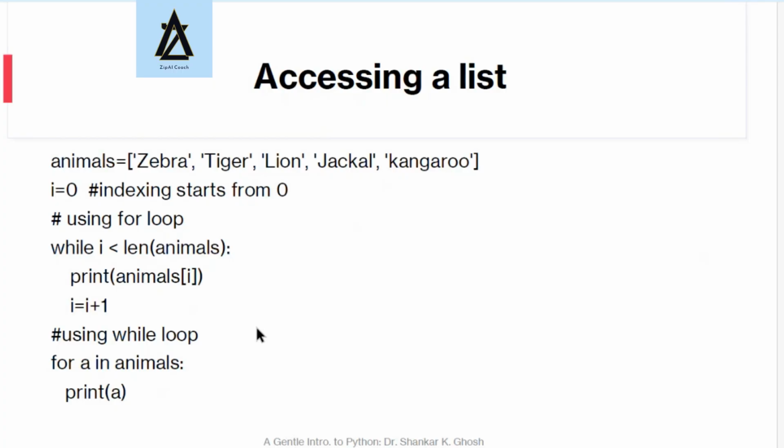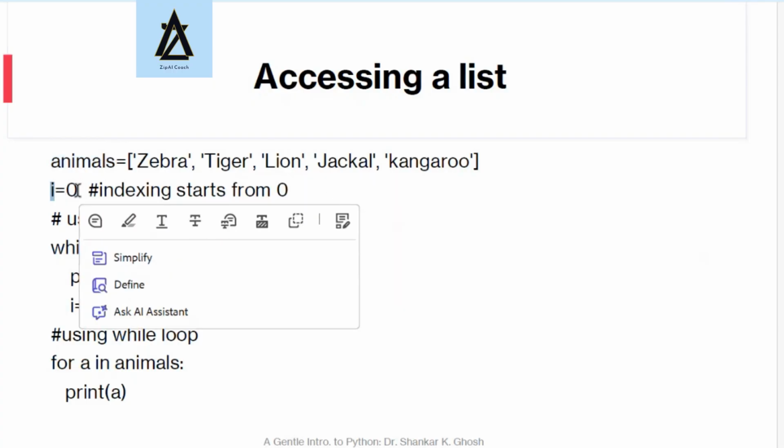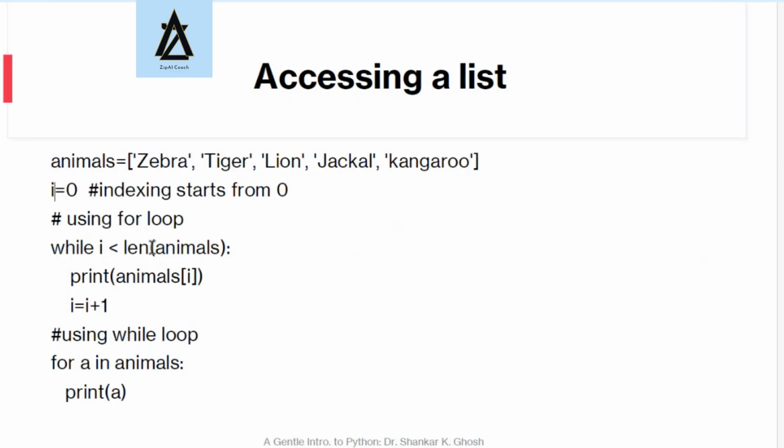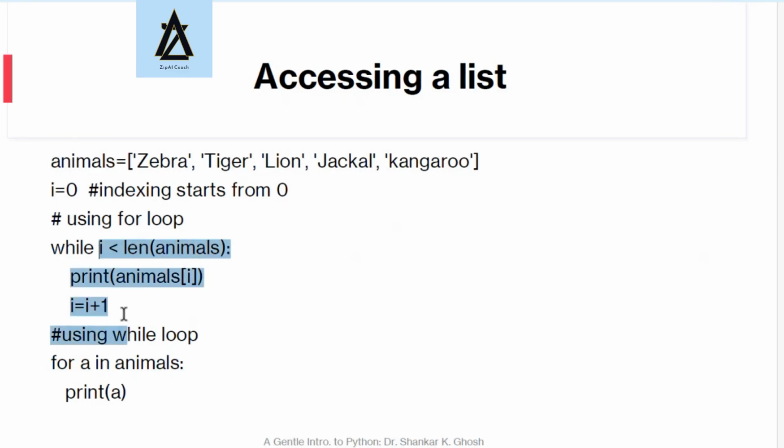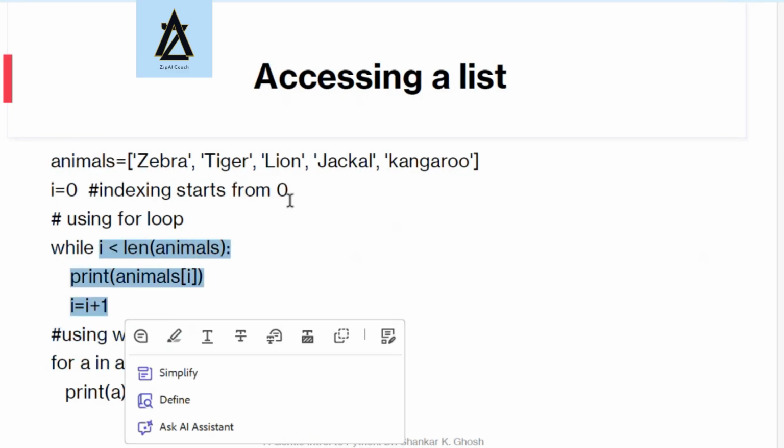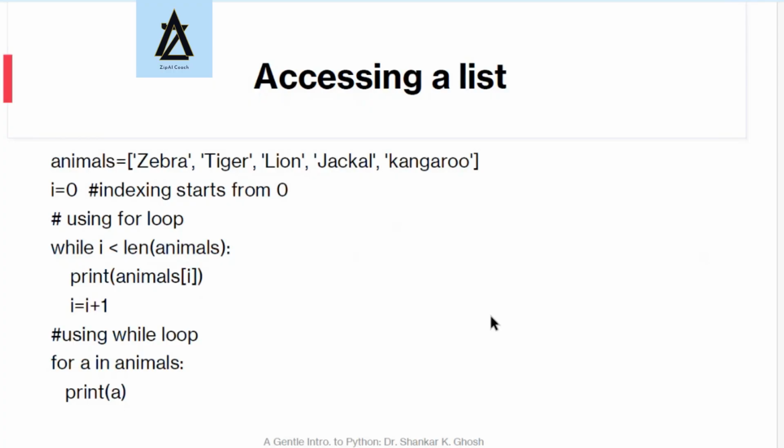If you want to access the list element by element, that is also allowed. It also says that the length function defines the length of the list. So here you have defined a list, then you started the execution from the 0 element, and during the while loop each and every element is printed. Okay.